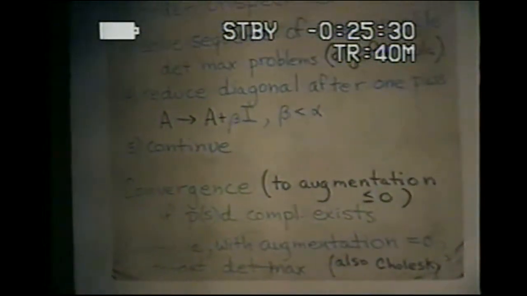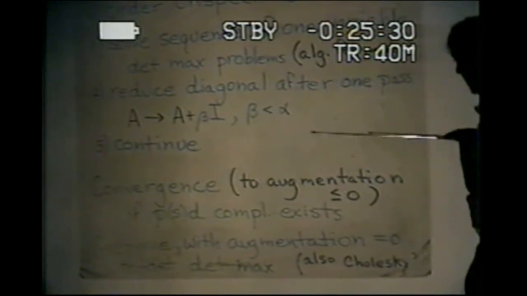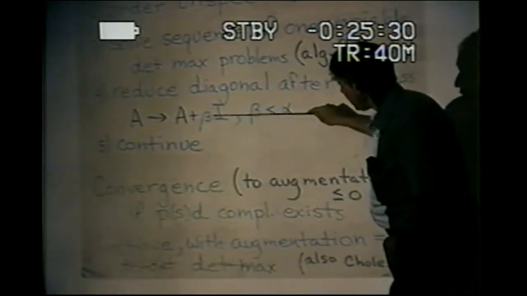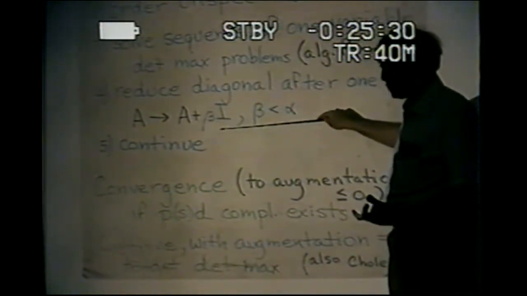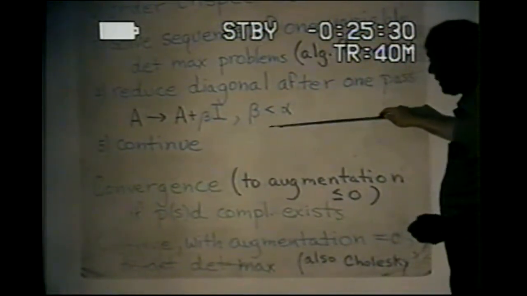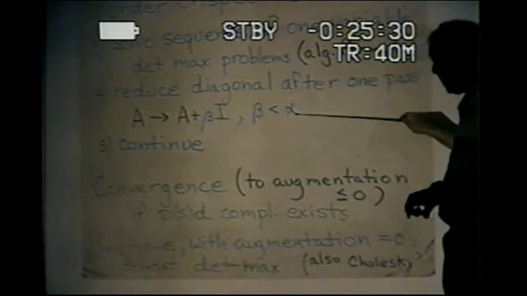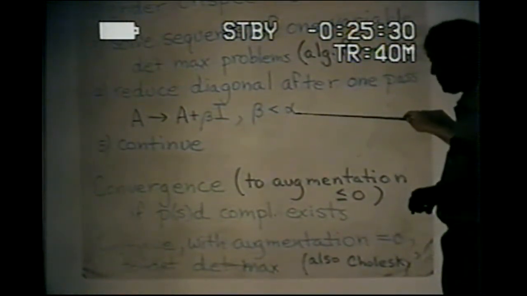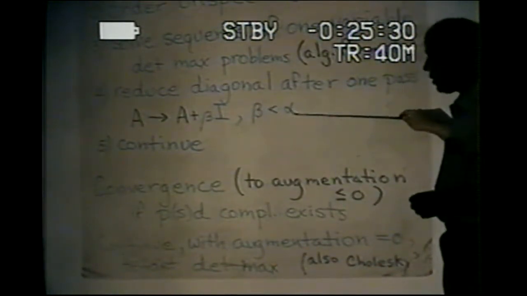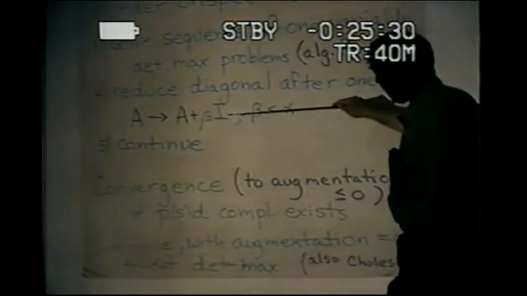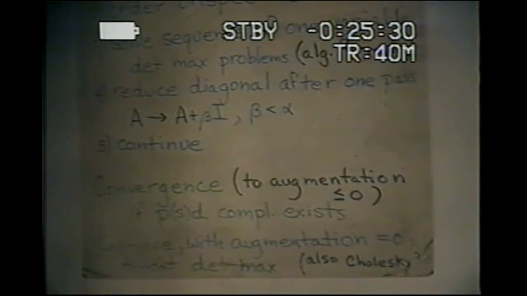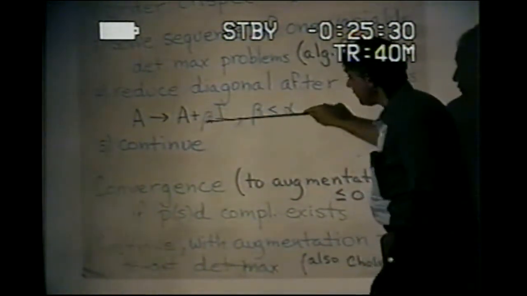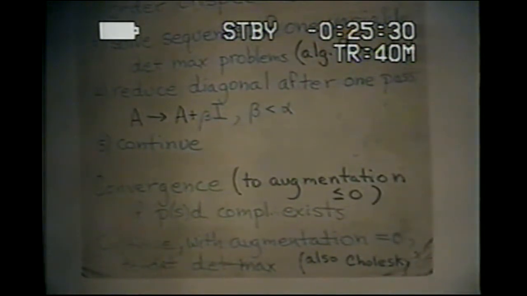Now, one of two things will happen. Either eventually I'll get down to the point at which I can take beta to be zero, in which case I know that I have positive semi-definite completions. And if I continue this process, it will provably converge to the determinant maximizing positive semi-definite completion, possibly positive definite. Or the other possibility is that this process will converge so that I cannot decrease the value of beta anymore. And if beta has to be positive, then I know that I have no positive semi-definite completions. It's possible to prove all of these things.